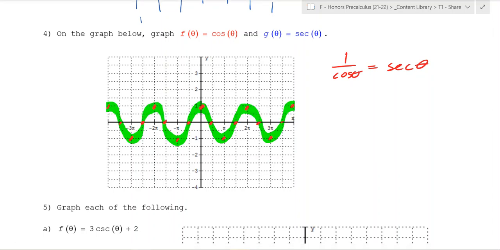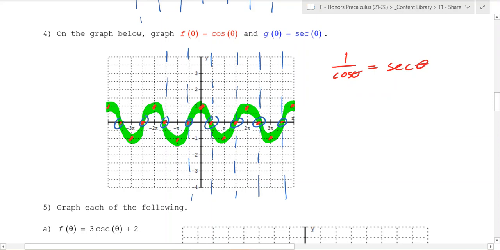And there's our cosine graph. So this is going to be the secant. Secant is going to be undefined when cosine is 0. So cosine is 0 here, at pi over 2 and these. So this is where the vertical asymptotes are going to be. You're going to have vertical asymptotes here, here, here, here. And it keeps on repeating, periodic once again.